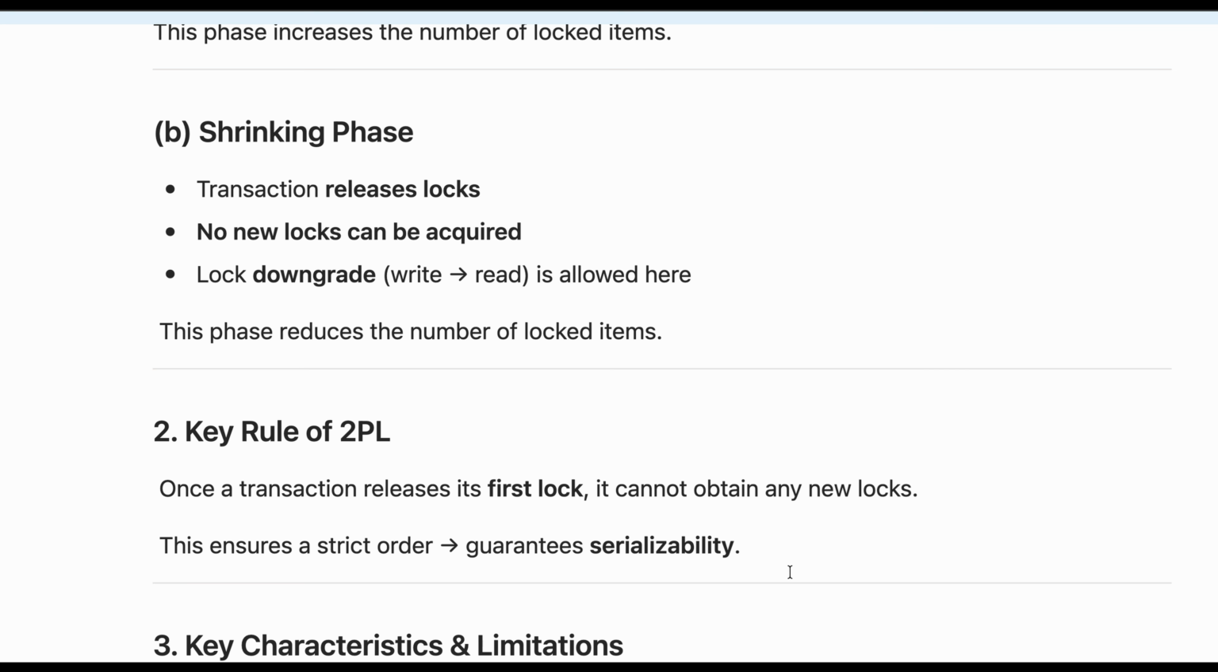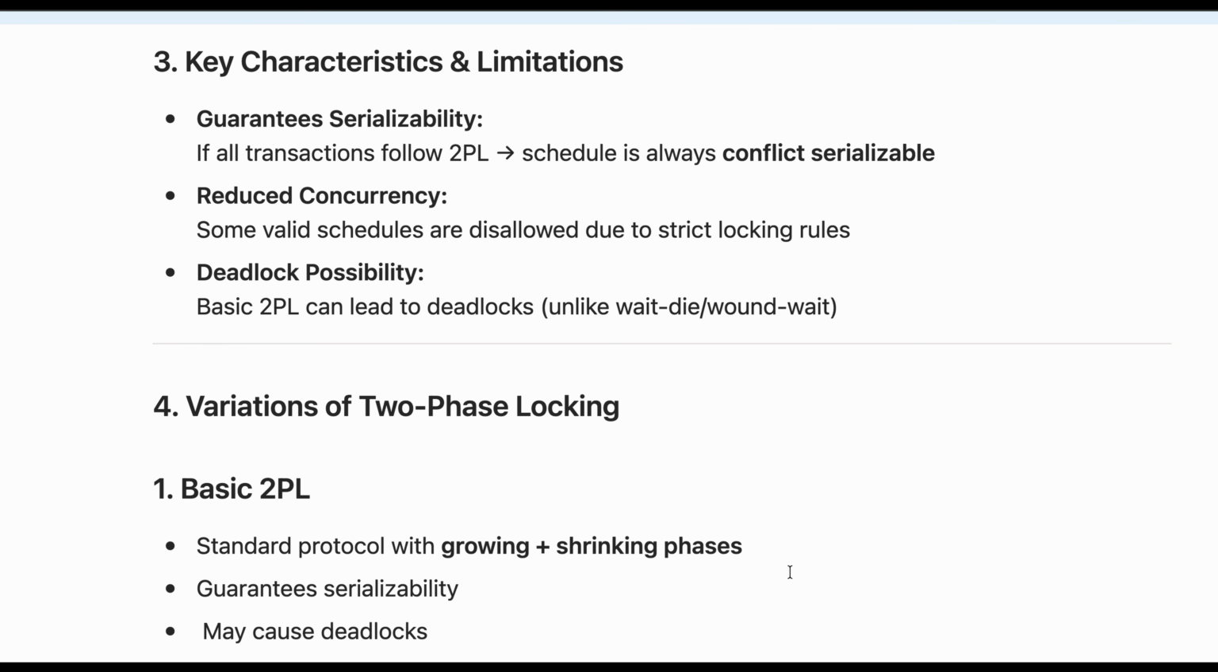Now let's look at the key characteristics. First is guarantees, which means the schedule behaves like a serial execution. Second, it reduces concurrency because some valid schedules are not allowed. Third, deadlock can occur in basic 2PL.